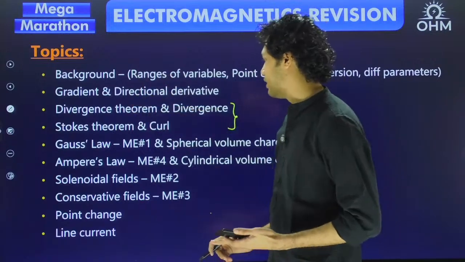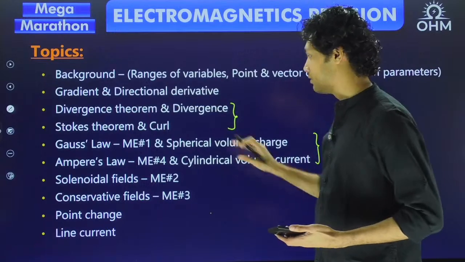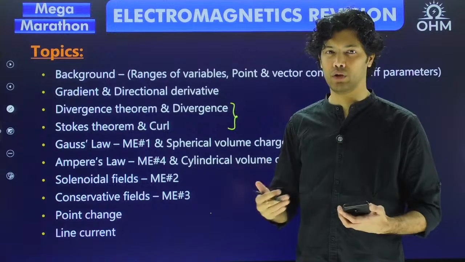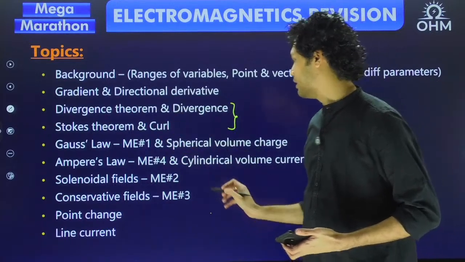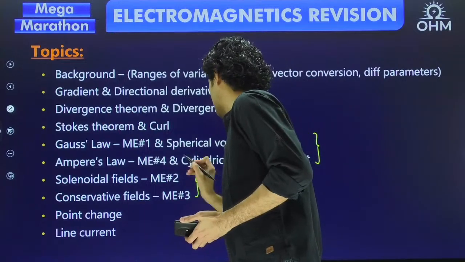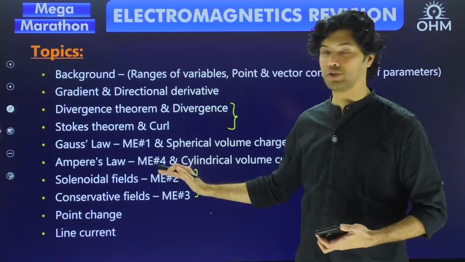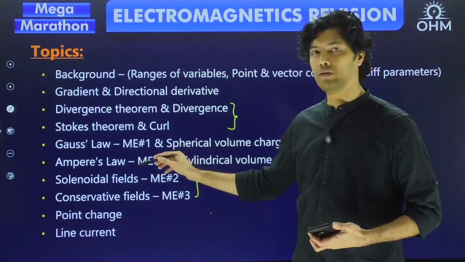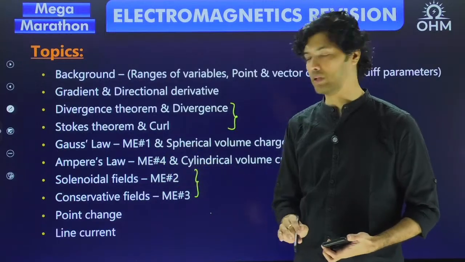And then Gauss law and Ampere's law. Again, this is one more pair. Sometimes you get two questions from each of these topics, sometimes only one question, but again this pair is very important. And then the pair of solenoidal fields as well as conservative fields: 100% sure question. In the 2024 EC paper, if you see, we got questions on both solenoidal fields as well as conservative fields.